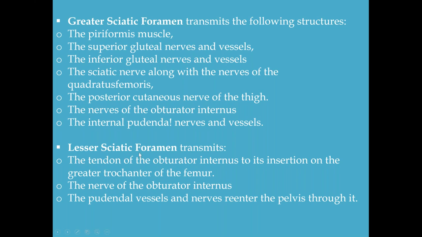And the lesser sciatic foramen transmits the tendon of the obturator internus, the insertion on the greater trochanter of the femur, the nerve to the obturator internus, and the internal pudendal vessel and nerve passing through it. So these are the important structures that pass through the greater sciatic foramen and the lesser sciatic foramen.